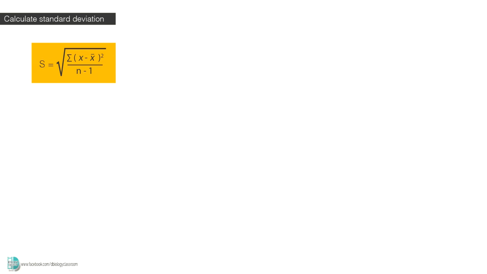This is the formula we use to calculate standard deviation in A-level biology. X means the observation, or the individual data. X bar is the mean. N represents the sample size, or the number of observations you have in the sample.